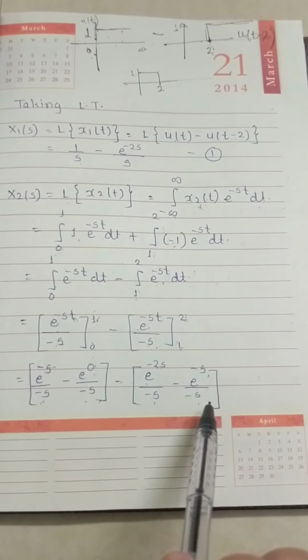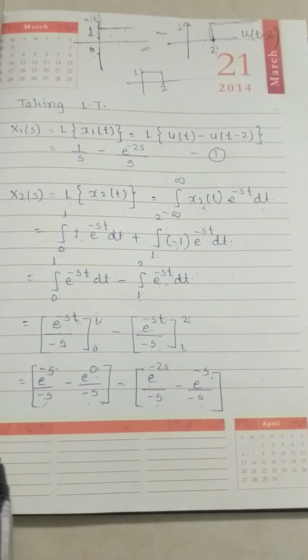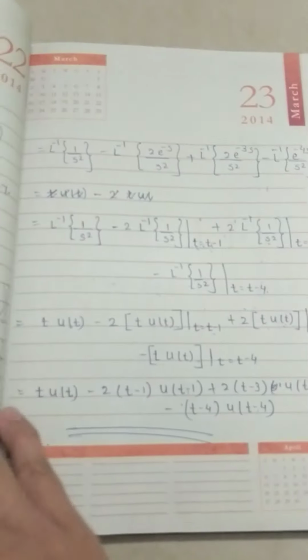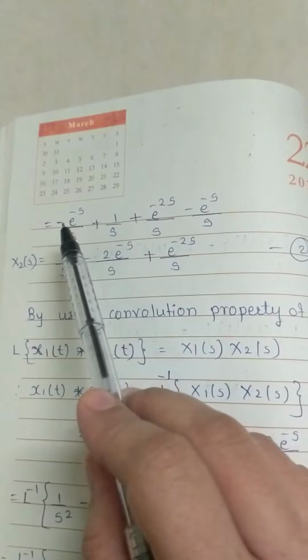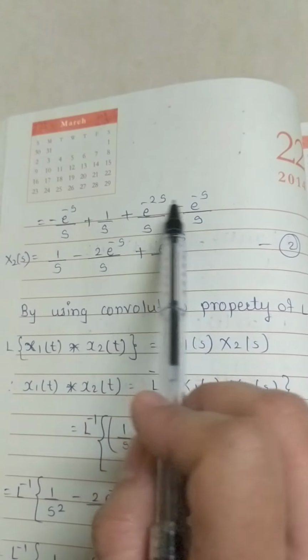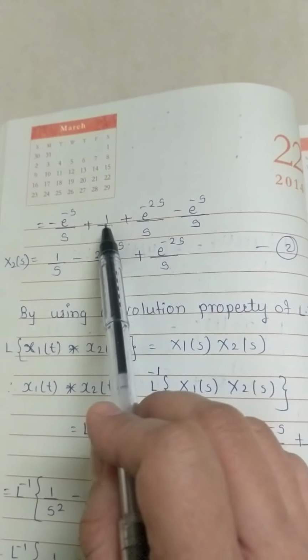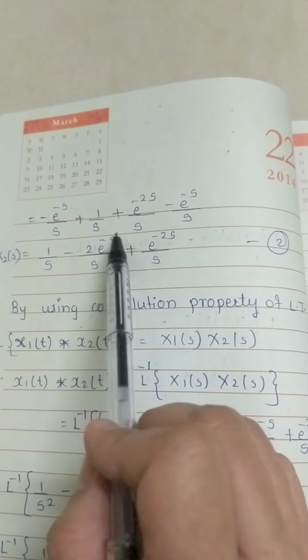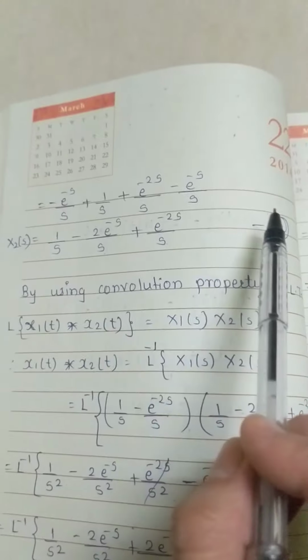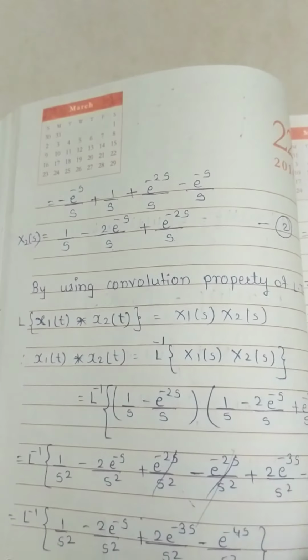So now open the bracket. Here e raised to 0 will be replaced with 1, and after opening the bracket I get this result. Now this is minus and minus, so this term becomes minus 2. These two terms remain as they are, and minus minus becomes minus 2 e raised to minus s divided by s. This is my equation number 2.